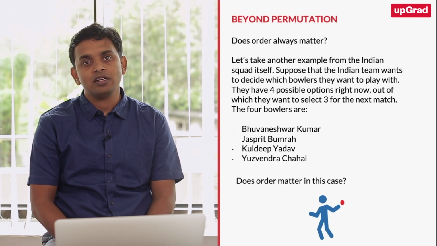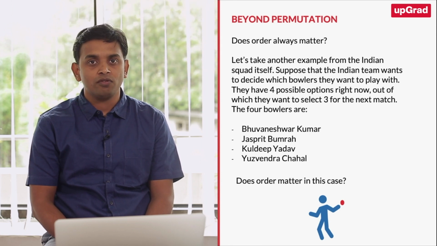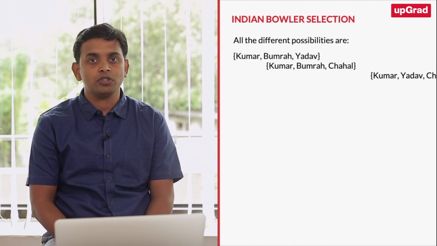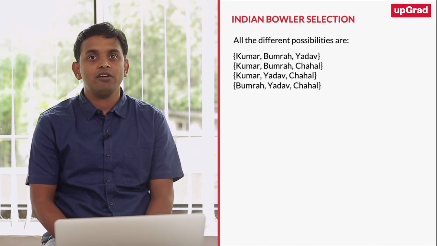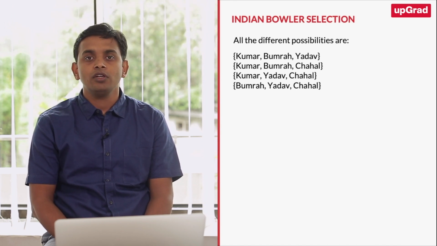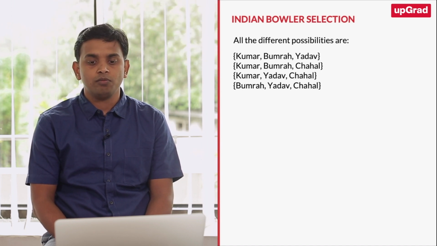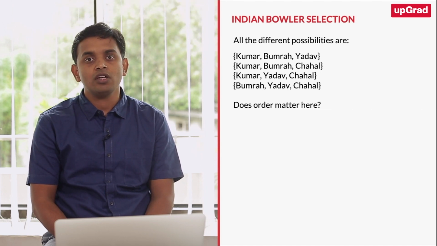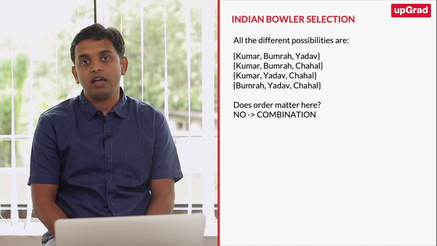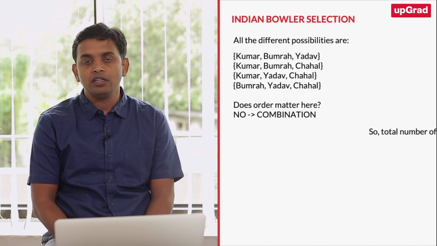So does the order matter here? No, it doesn't really matter. Whichever 3 you choose, they are going to be part of the team and they are going to play. So the order really does not matter. If I have to see the number of options and possibilities, I have 4 possibilities in which I can choose them. I can choose Kumar, Bumrah, Yadav; or Kumar, Yadav, Chahal; or Bumrah, Yadav, Chahal; or Kumar, Bumrah, Chahal. We can take any of these combinations, right? So you see the order really does not matter here, and when the order does not matter, it is called combinations.